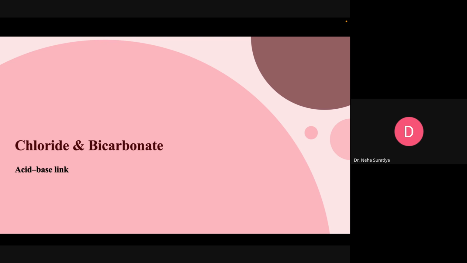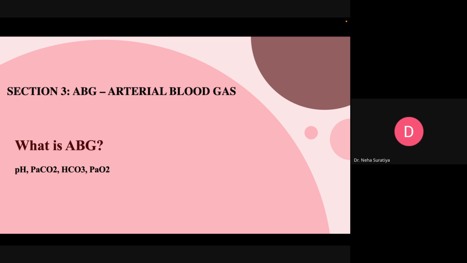So chloride usually follows what? Sodium. Bicarbonate reflects the metabolic acid-base status, guys, and if bicarbonate is low, that means it is a metabolic acidosis situation which needs further therapeutic intervention, right? So let's now focus on ABG, which is section number 3, to understand.